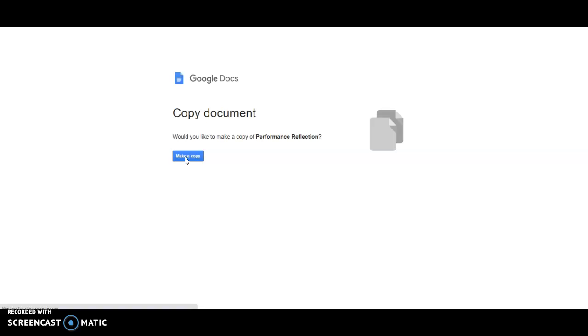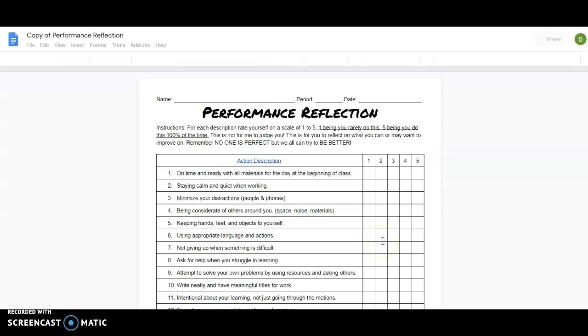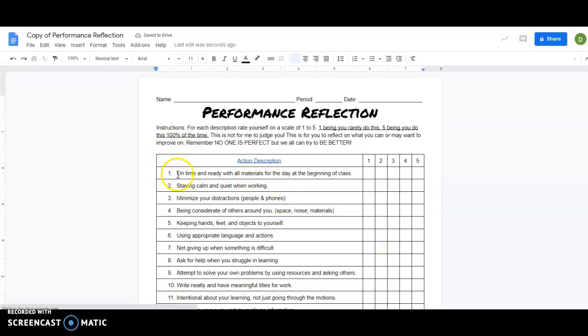So we've got another forced copy for a performance reflection. And it's just a bunch of things that we want y'all to think about. Are you doing these things? So you read through the list, and are you on time and ready with all of your materials for the day at the beginning of class? And so you can rate yourself a 1, 2, 3, 4, or 5. So maybe you need to do a little bit better. Maybe you only rate yourself as a 2, okay?